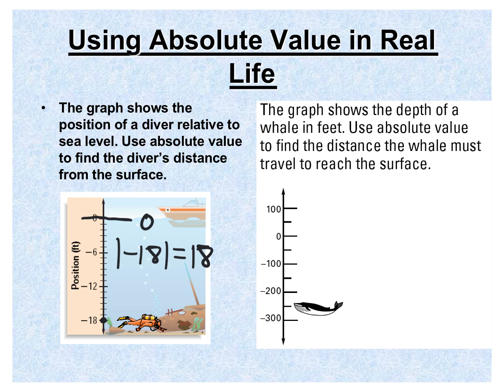All right, same thing with this whale. This graph shows the depth of a whale in feet. Use absolute value to find the distance the whale must travel to reach the surface. Again, sea level is going to be our 0 point. And this whale looks like it's about negative 250 feet below sea level, just the distance between negative 200 and negative 300. So I'm going to say this whale's distance to the surface is the absolute value of negative 250, and that just gets you 250.